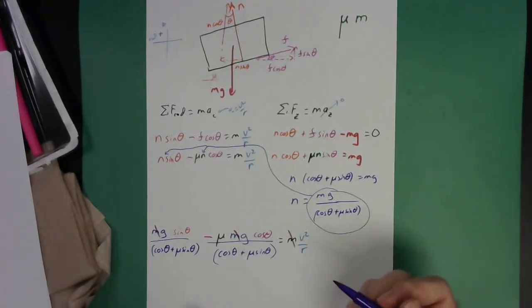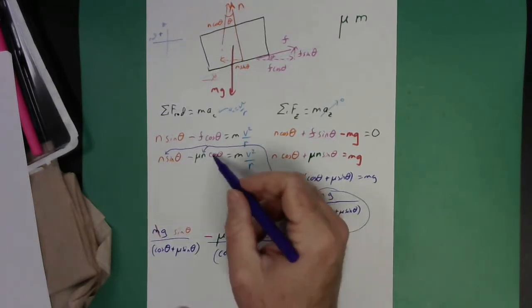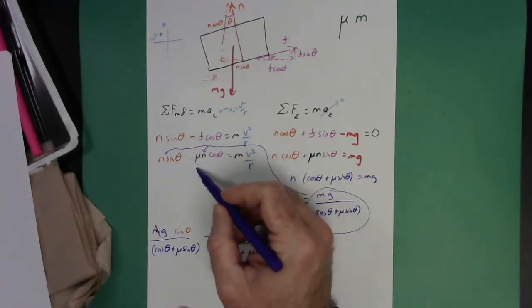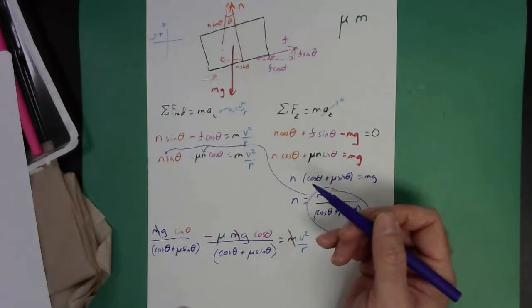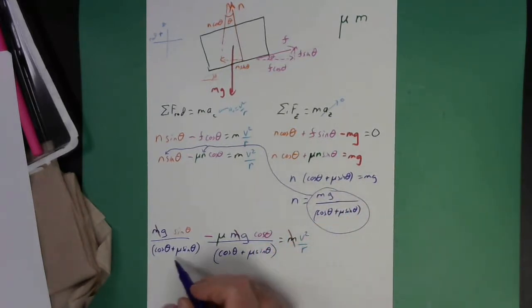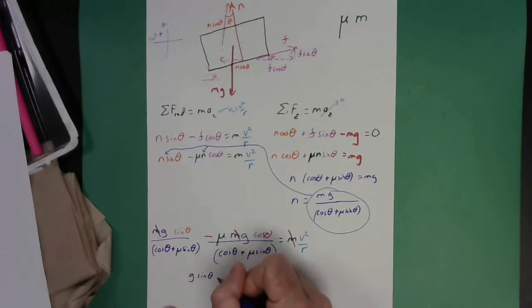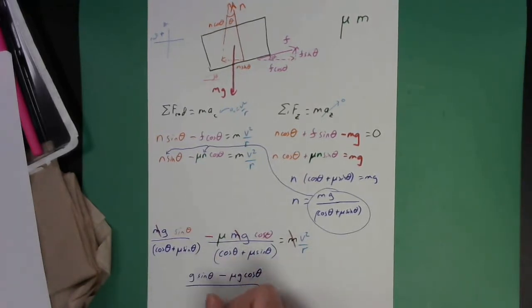And what am I trying to find here? I'm trying to find v. This is because this is at the maximum static friction. It became maximum when I substituted mu n. This is the minimum speed, which is what we're trying to find. I'm going to go ahead and tidy this up. It'll be g sine theta minus mu g cosine theta, all over this common denominator on the left side: cosine theta plus mu sine theta.